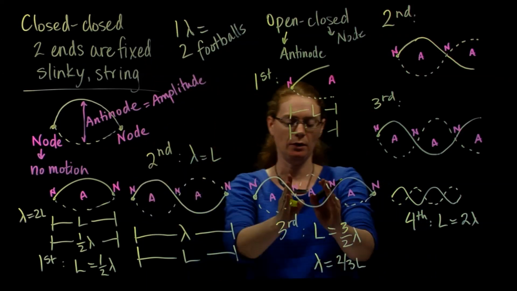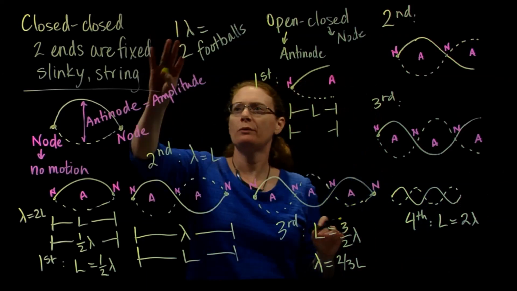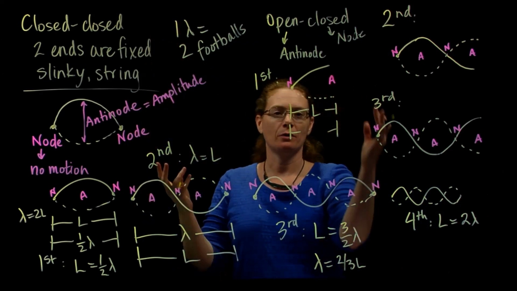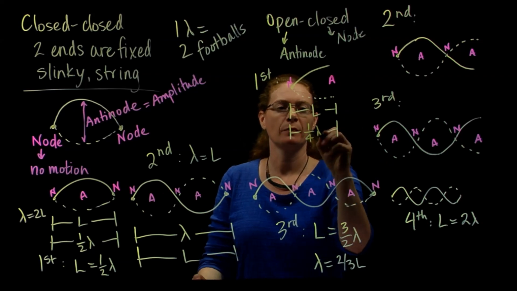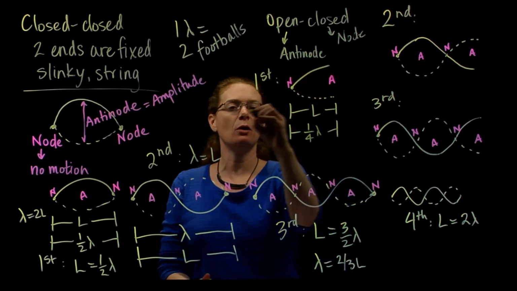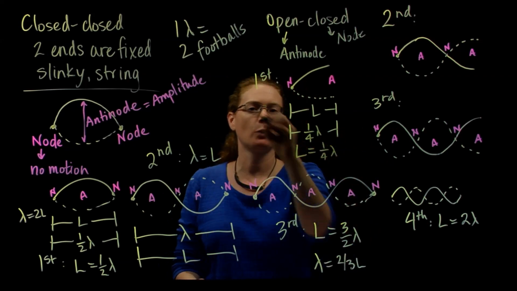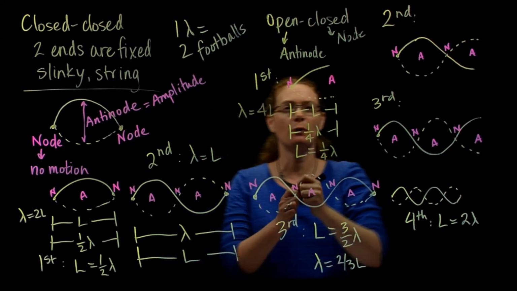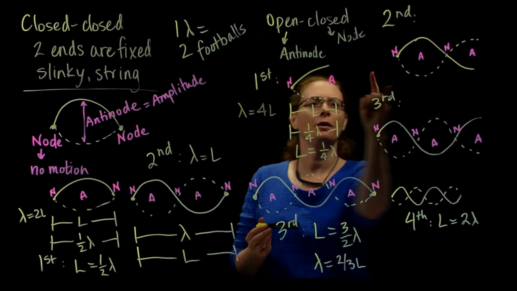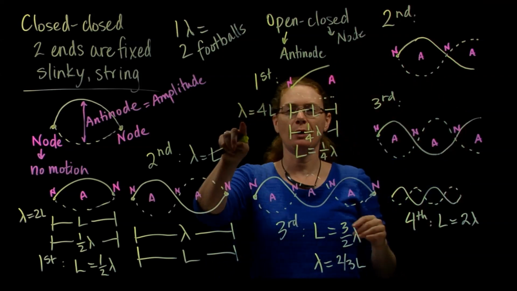I mean, we're just dealing with part of a big waveform. So if one wave is 2 footballs, how much of a wave is half a football? It should be 1/4 of a wavelength. So for the first harmonic, open, closed, the length is equal to 1/4 of the wavelength. Or you could say the wavelength is 4 times the length, because we'd need 4 of these, 1, 2, 3, 4, to get 2 full footballs, to get a full wavelength.